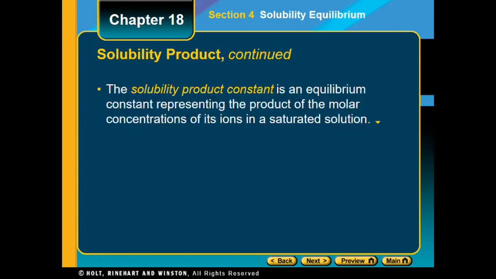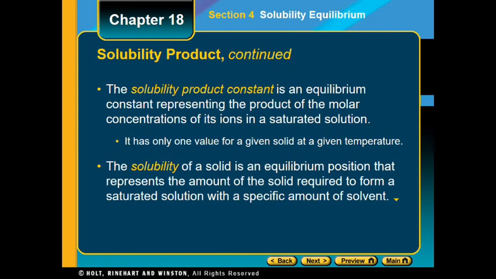So the solubility product constant is an equilibrium constant representing the product that multiplies the molar concentrations of the ions. It has one value for a given temperature. The solubility of a solid is an equilibrium position that represents the amount of solid required to form a saturated solution with a specific amount of solvent.